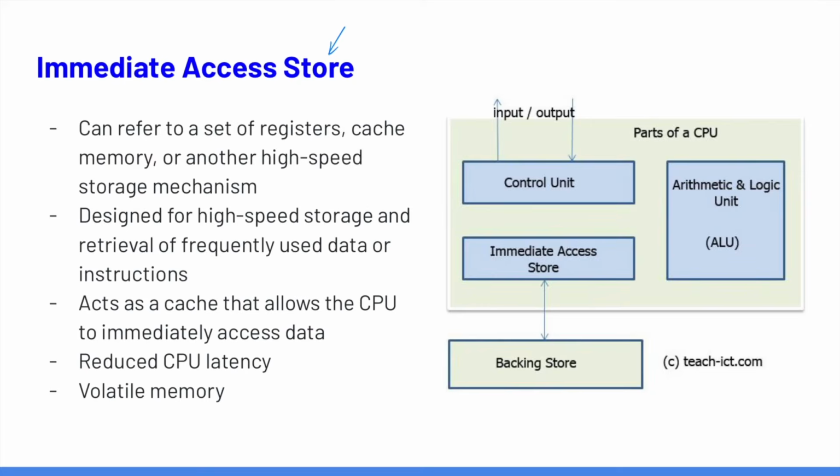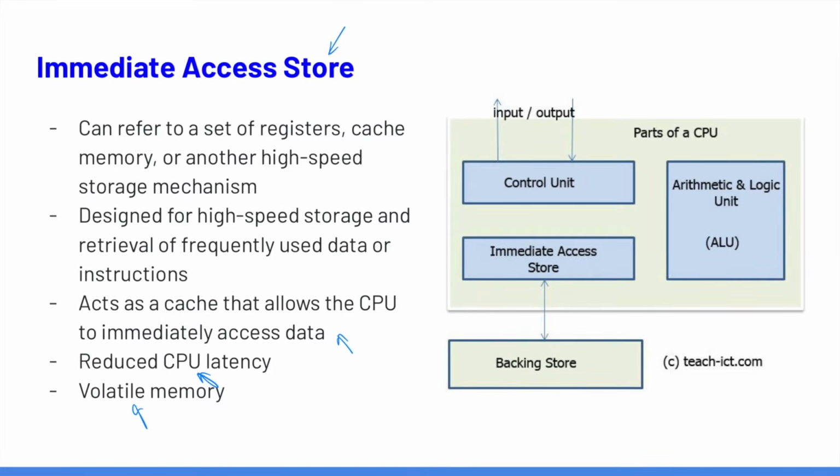Anyways, caches can be part of the immediate access store, and the immediate access store is designed for high-speed storage of frequently used data or instructions. So it's basically serving a similar purpose as the cache, but it may also use registers. It allows the CPU to immediately access data, and basically allows the CPU to function much more quickly. It's also volatile memory, meaning that it can be changed.